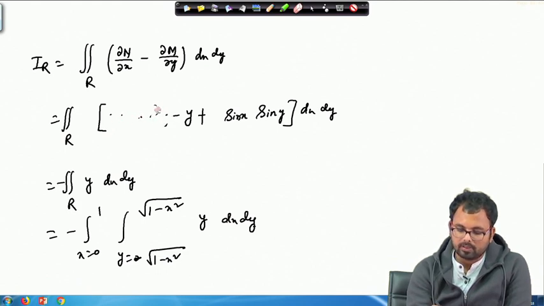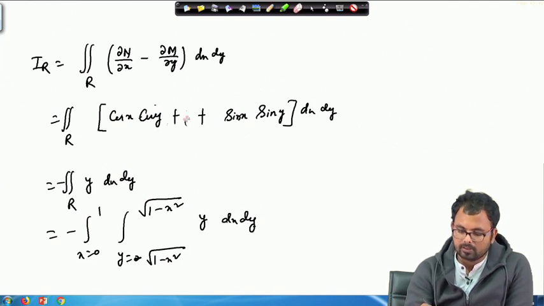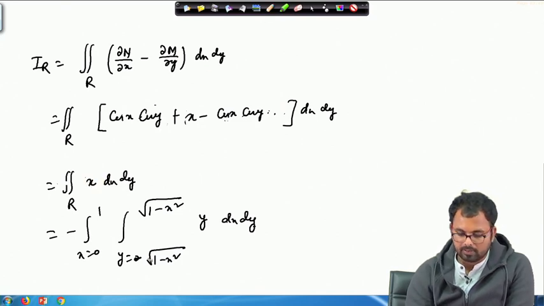So, we will obtain cos x cos y minus cos x cos y plus x. So, ultimately we will obtain here x dy dx, right. So, we will obtain basically x dy dx.